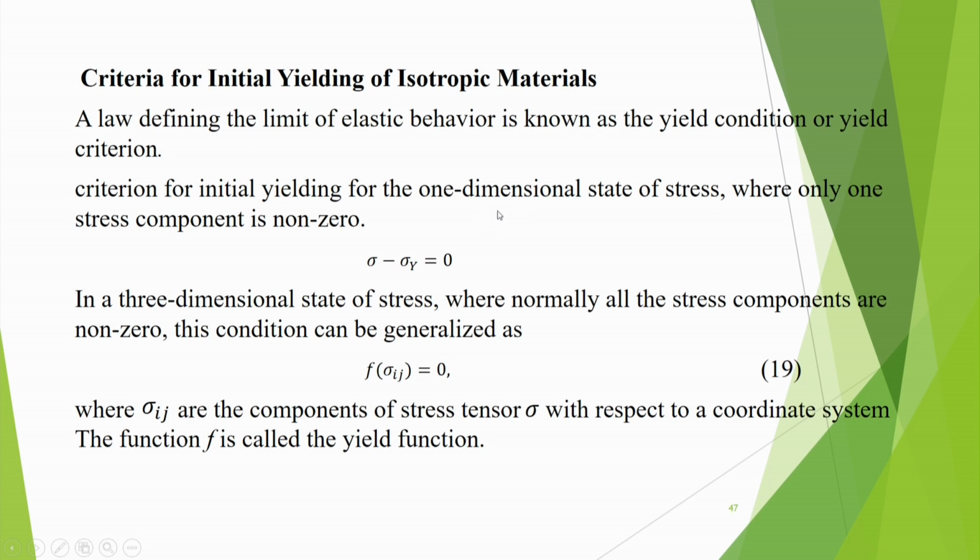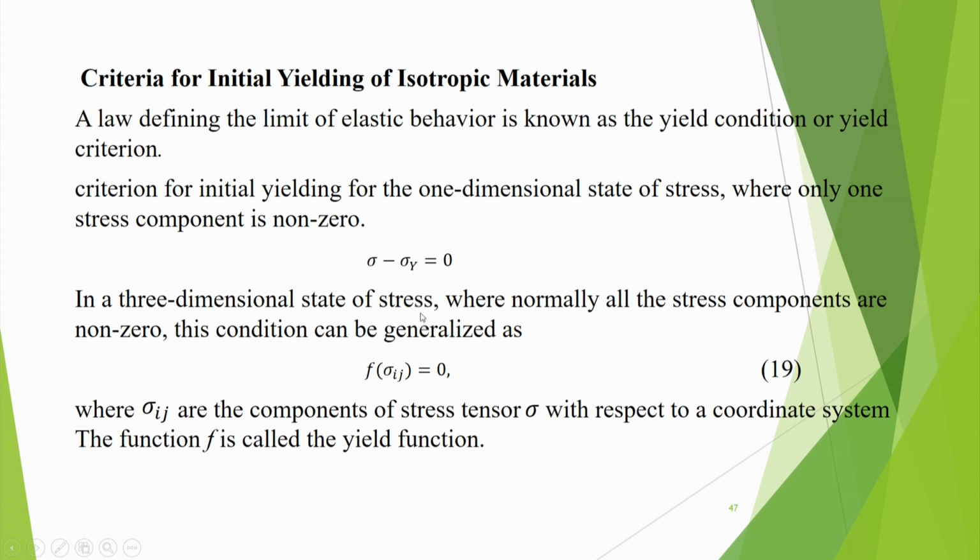So for the one-dimensional case, the yield criterion is very simple: sigma minus sigma y equal to 0. That means when the yielding starts, sigma minus sigma y becomes equal to 0. If the yielding is not starting, then sigma minus sigma y will be negative, less than 0. But when the yielding starts, sigma minus sigma y is equal to 0.